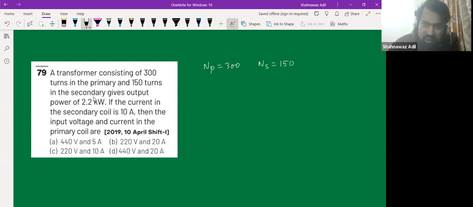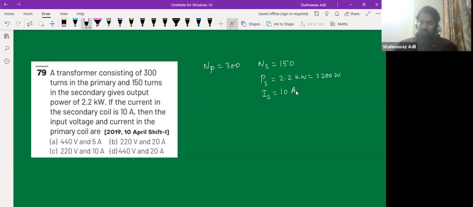And the secondary gives output power, right? So you are getting an output power of 2.2 kilowatt, which is 2200 watts. And the current in the secondary coil is 10 amperes. Then the input voltage and current in the primary coil are, right?